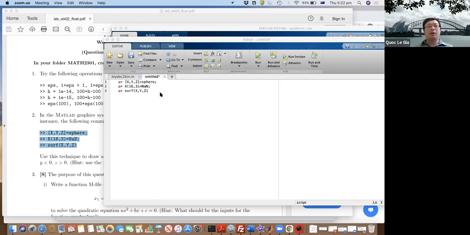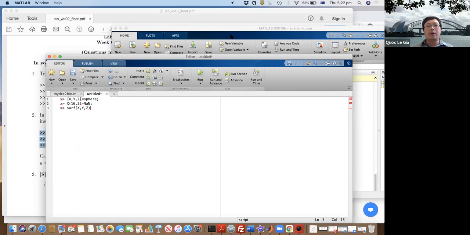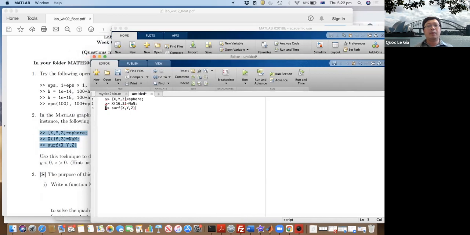Now let me share my MATLAB. You cut and paste into a new script. Let me share my screen so you can see my MATLAB and my editor at the same time. So I just cut and paste this one.